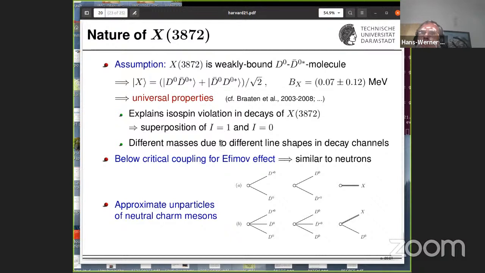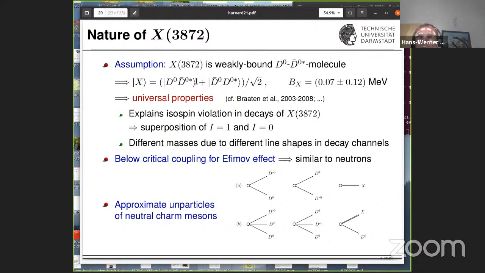Then you can use the same methods that I discussed to also derive universal properties. Eric Braaten has written a number of papers on that, for example. In this model, you can also explain some of the peculiarities of the X3872. It turns out that this system has an approximate conformal symmetry. Now, the D mesons are bosons, so we don't have fermions, and in principle you would assume that there is some kind of Efimov effect. But if you look at the coefficient of the 1/r² potential that I discussed previously, you find that it's below the critical coupling. So even though they are bosons, it behaves like neutrons, and it has this conformal symmetry.